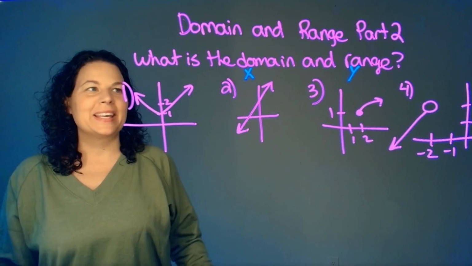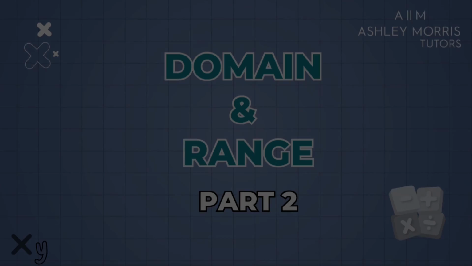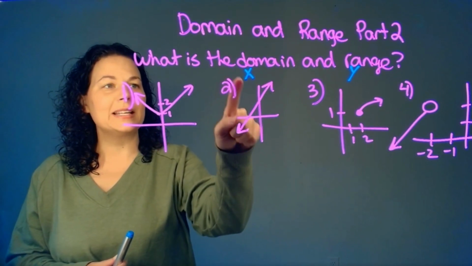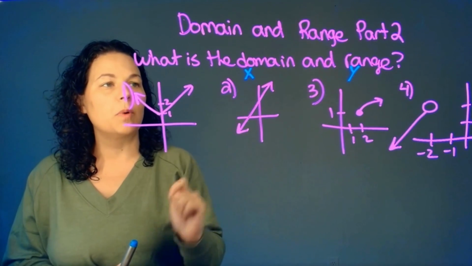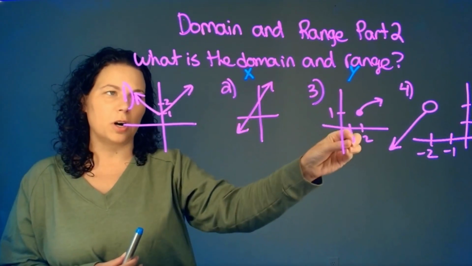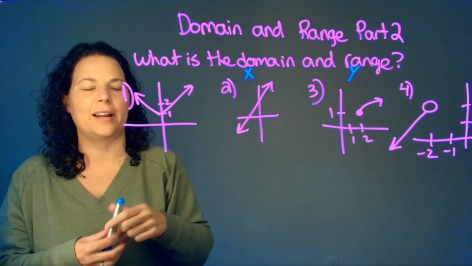Welcome to my channel. In this video, we're going to find the domain and range from graphs. Now remember, domain is our x values that get used in our graph, and range is the y values. I remember it with alphabetical order. D comes before R, so domain comes before range, and then x comes before y. So they go together. That helps.